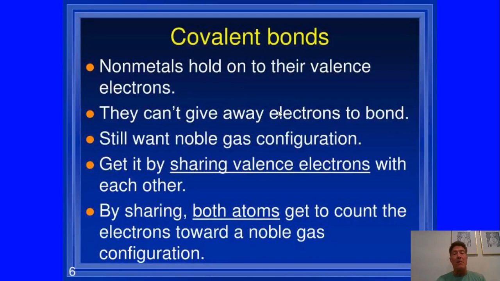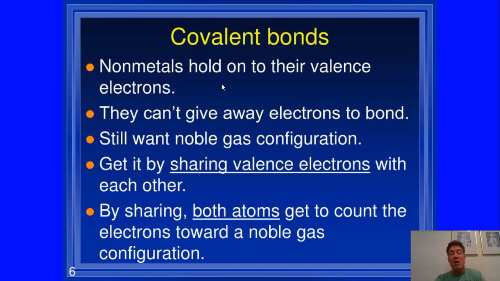This is different from ionic bonds. Remember, ionic bonds are when one electronegative element pulls the electron completely away from another atom. So sodium, for example, its single valence electron is pulled away by the chlorine to make sodium chloride, an ionic compound. And the chlorine has the full negative charge and the sodium has a positive charge, and that bond is formed by the electrostatic attraction.